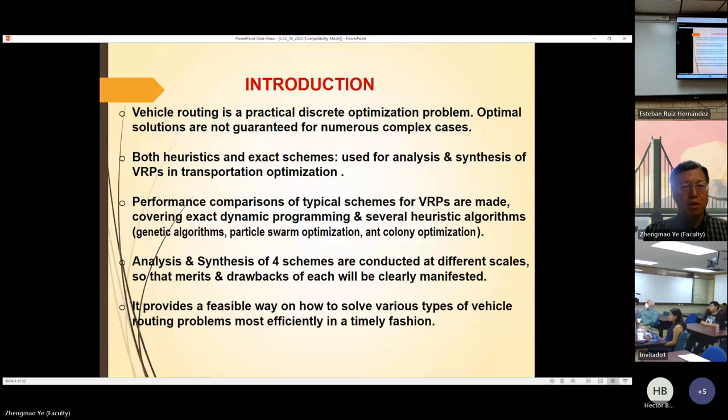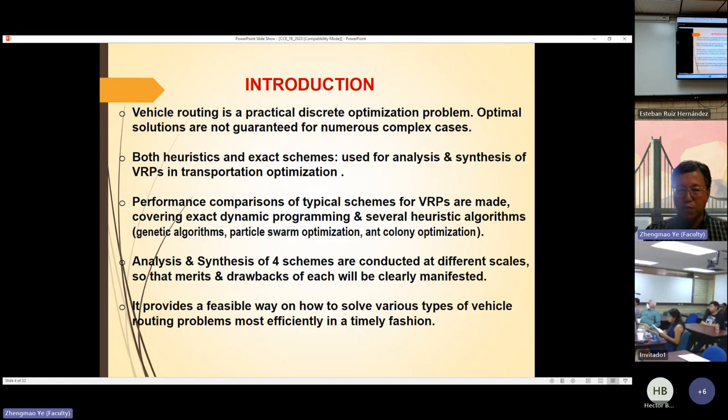A quick introduction. Vehicle routing is a practical discrete optimization problem. The optimal solutions are not guaranteed for numerous complex cases. In this case, both the heuristic and exact schemes are used for analysis and synthesis of the VRPs in transportation optimization. And the performance comparison of typical schemes of VRPs is made, covering exact dynamic programming and several heuristic schemes. The analysis and synthesis of these schemes are conducted at different scales so that the merits and drawbacks of each will be clearly manifest. So this research provides a feasible way to solve various types of vehicle routing problems most efficiently in a timely fashion.